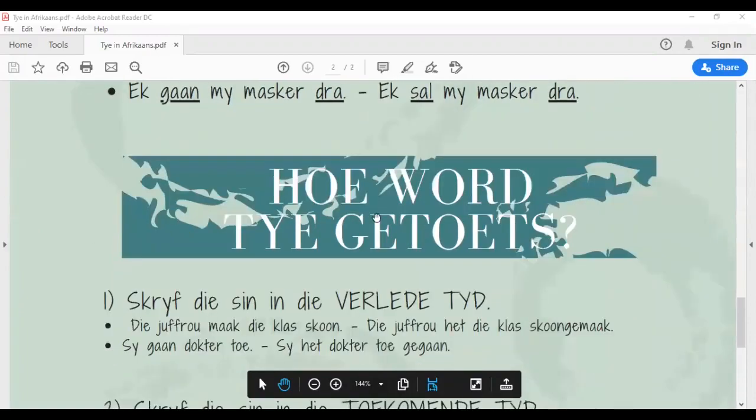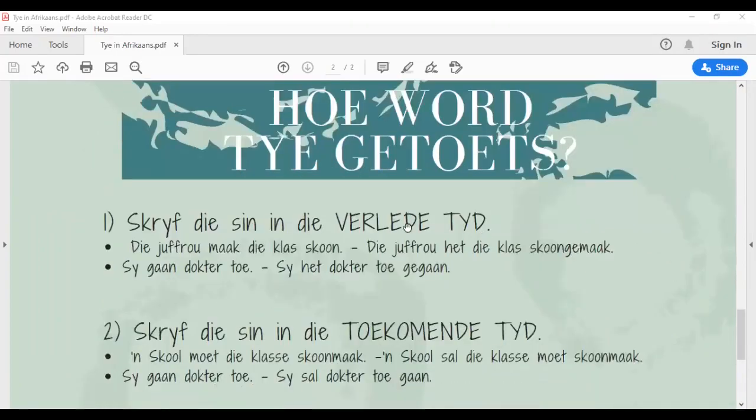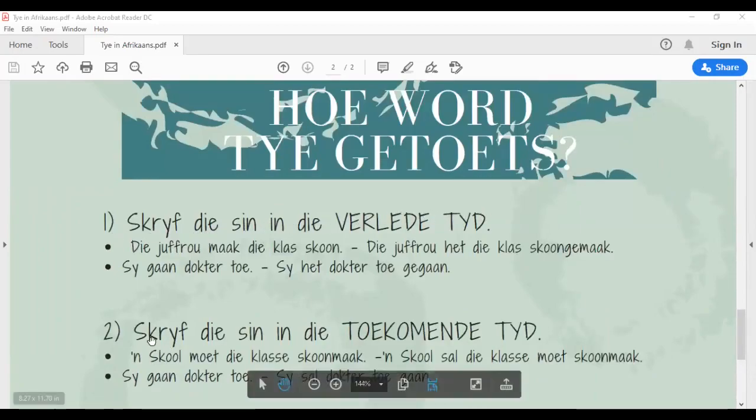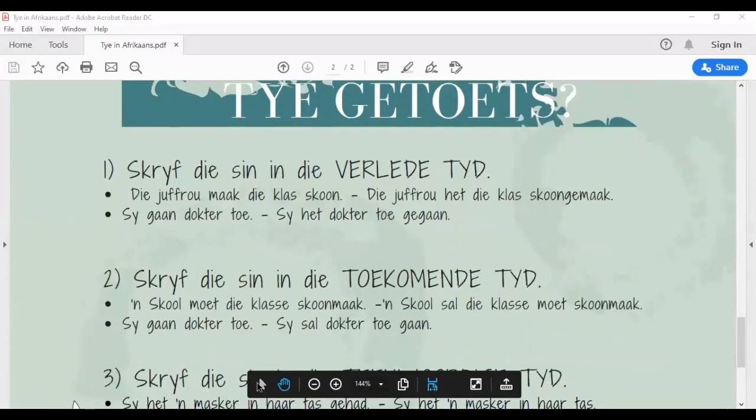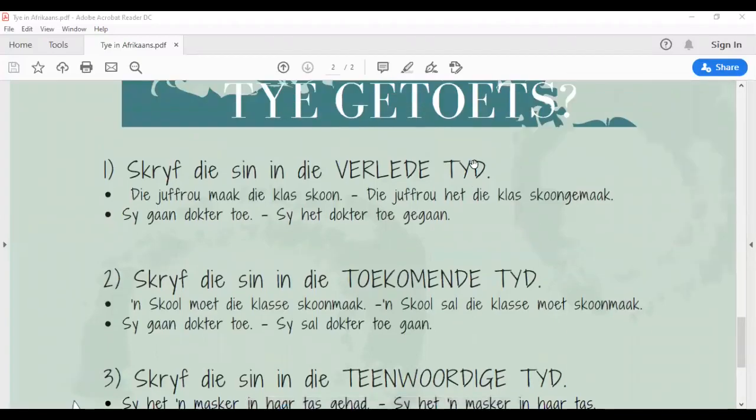Goed. Dan, hoe word die tye getoets? How do we test this work in the exam? What does a question look like in the exam? Skryf die sin in die verlede tyd. Skryf die sin in die toekomende tyd. Skryf die sin in die teenwoordige tyd. So that is the ways we ask it in the test. Alright? Let's do it together.